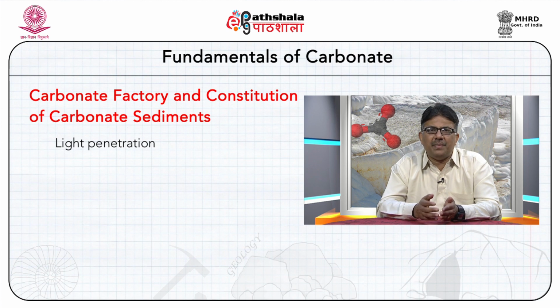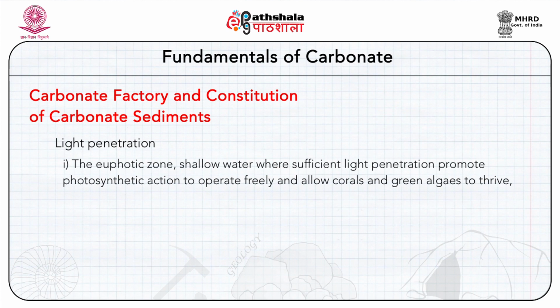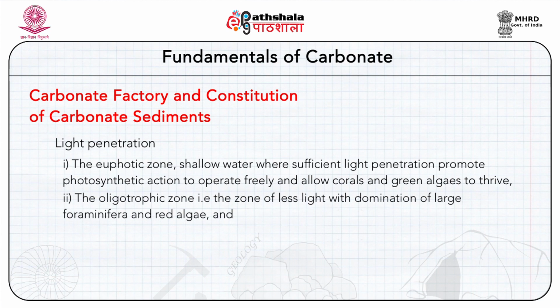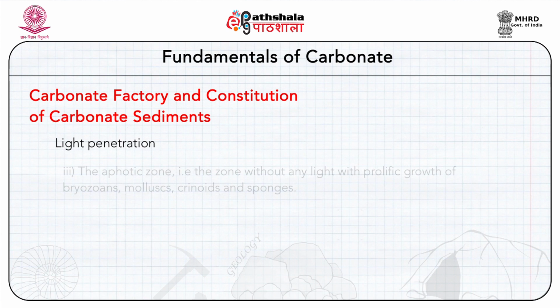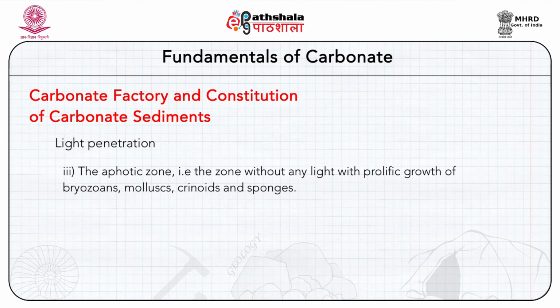Depending on the degree of light penetration, the ocean water column is classified as the euphotic zone, that is the shallow water where sufficient light penetration promotes photosynthetic action to operate freely and allows corals and other green algae to thrive. Then the oligotrophic zone, the zone of less light with domination of large foraminifera and red algae. And number 3, the aphotic zone, the zone without light, with prolific growth of bryozoan, mollusks, crinoids and sponges.